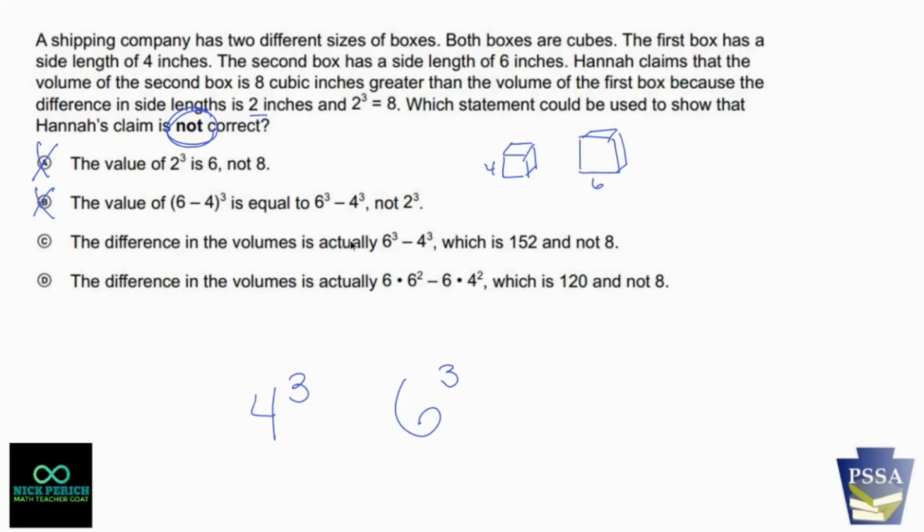The difference in the volumes is actually 6 to the third minus 4 to the third, which is what I said, which is 152, not 8, so C seems to make sense. And the difference in the volumes is actually 6 times 6 squared minus 6 times 4 to the second power. That makes it no longer a cube. That's assuming that you have a different side length of 6, so it can't be D. So kind of a tricky problem, but the only one that really seems to make sense here is C.